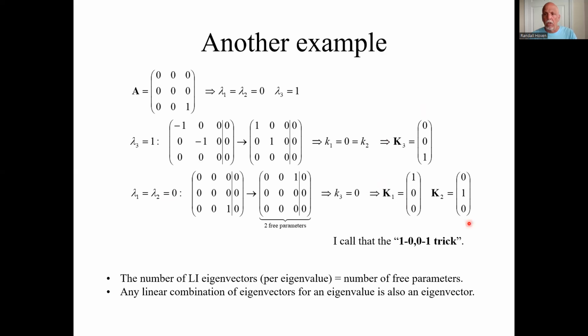And I get the total of 3 linearly independent eigenvectors for this 3 by 3 system. The way to go about that is the 1, 0, 0, 1 trick. And the way to know is this final result of your augmented matrix. How many rows of all zeros do you have? Same as the number of free parameters. By the way, any linear combination of these two guys would also be an eigenvector, but it wouldn't be linearly independent of these two guys.